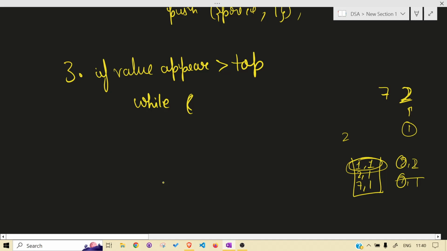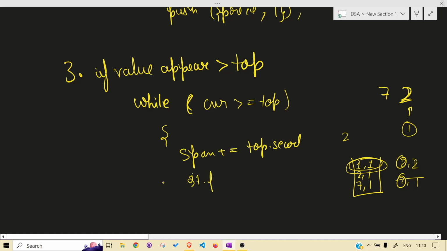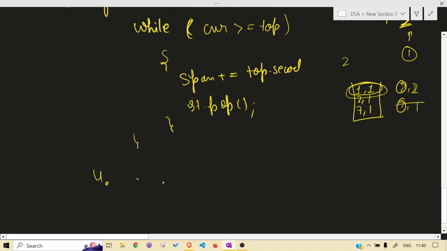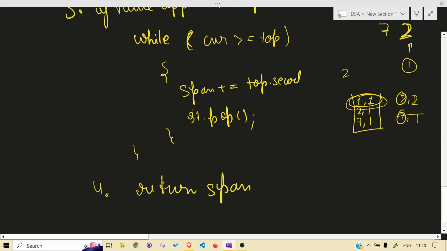So up till when will we do it? Up till the current is greater than or equal to the top. This is what we are doing. We take the span, add the top dot second, and keep on doing it. Then st.pop, this is what we will do. And as the fourth step, we just return the span. I hope this much is clear.